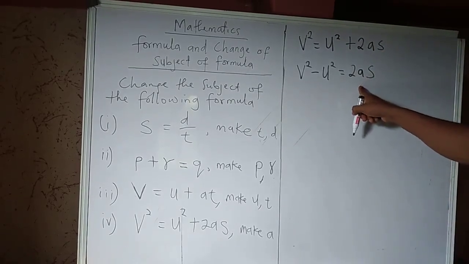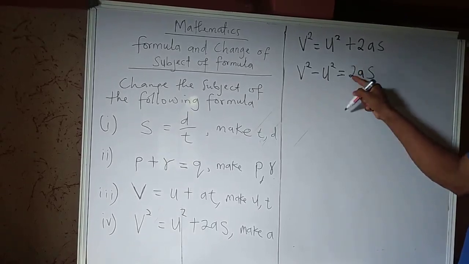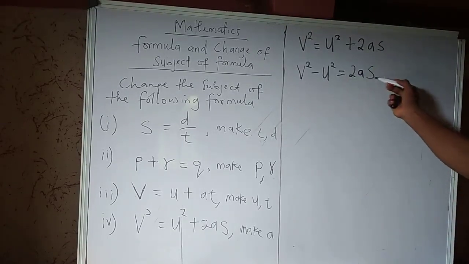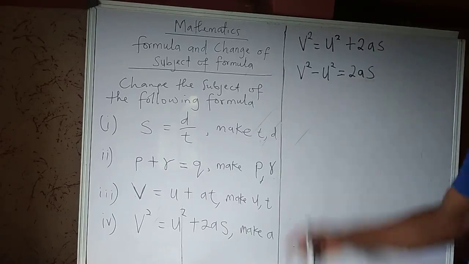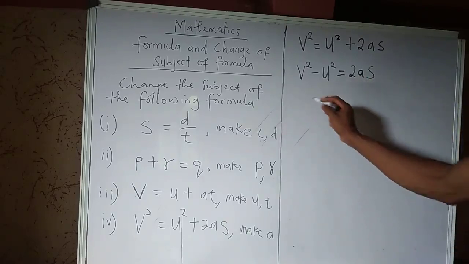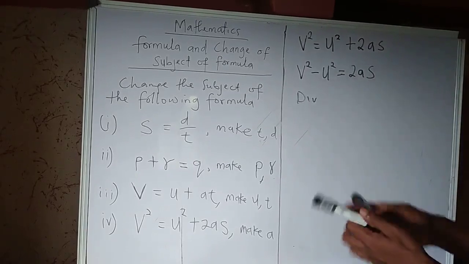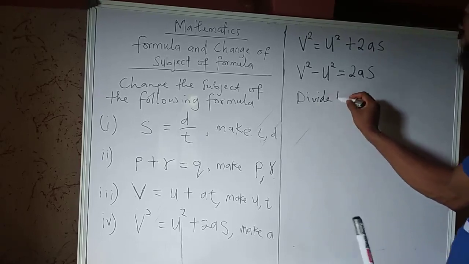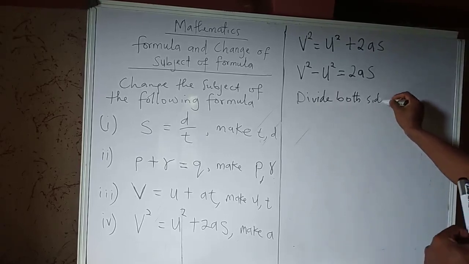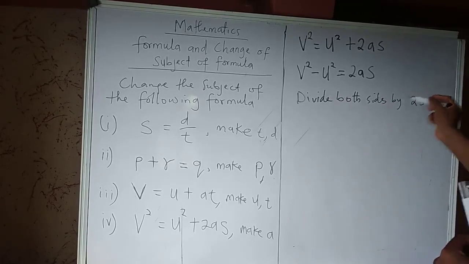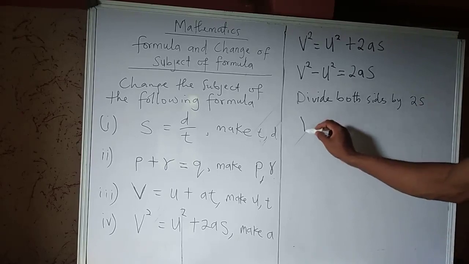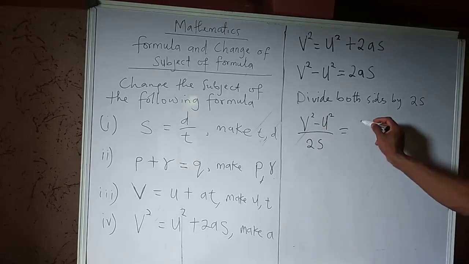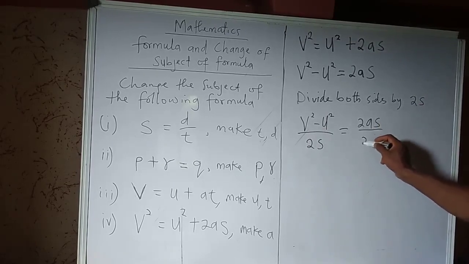Now we are trying to make a the subject of the formula, but a has family members connected by multiplication. So we have to get rid of the 2 and s. How do we get rid of the 2 and s? We divide both sides by 2s. So when we do that, we are going to get v squared minus u squared all over 2s, and 2as all over 2s.